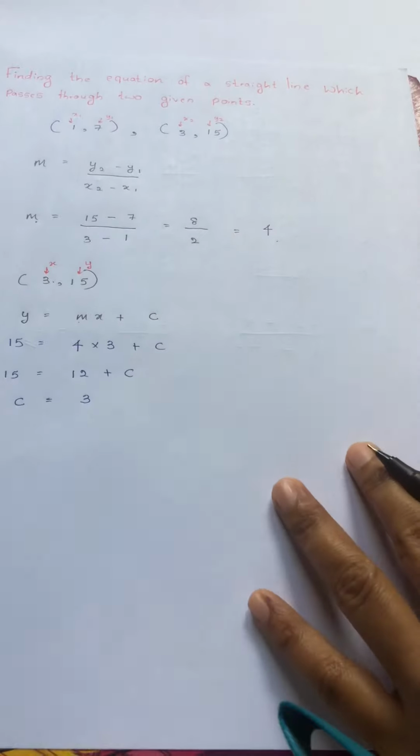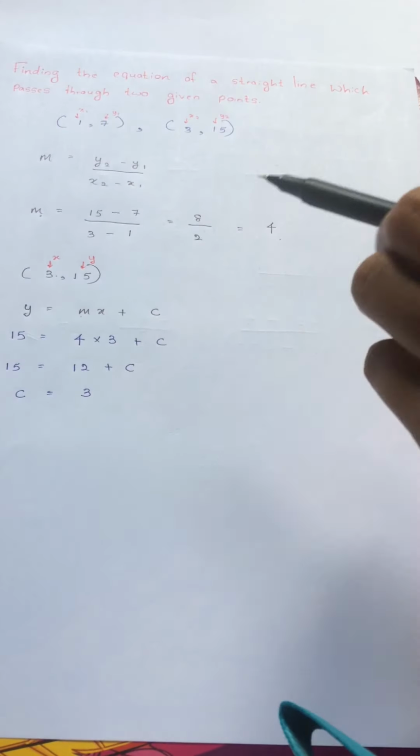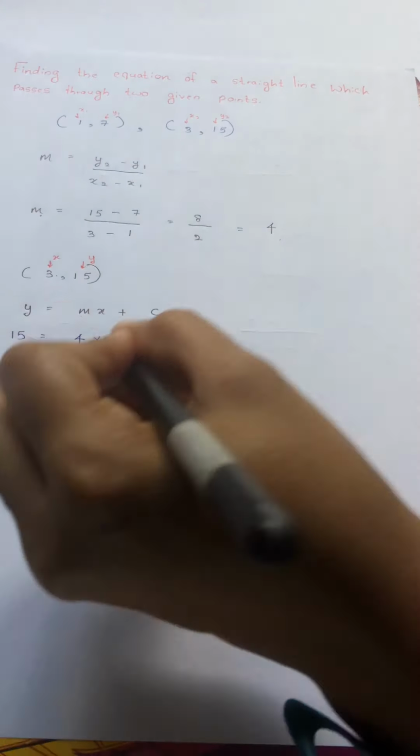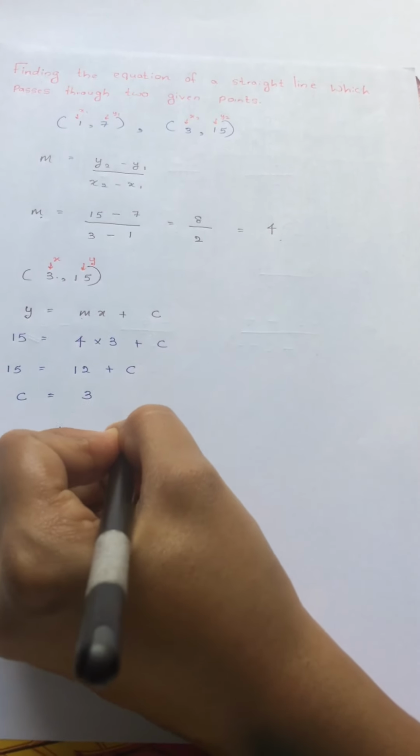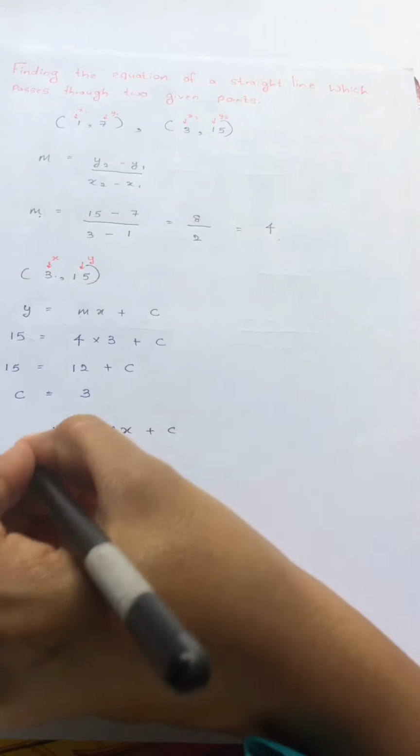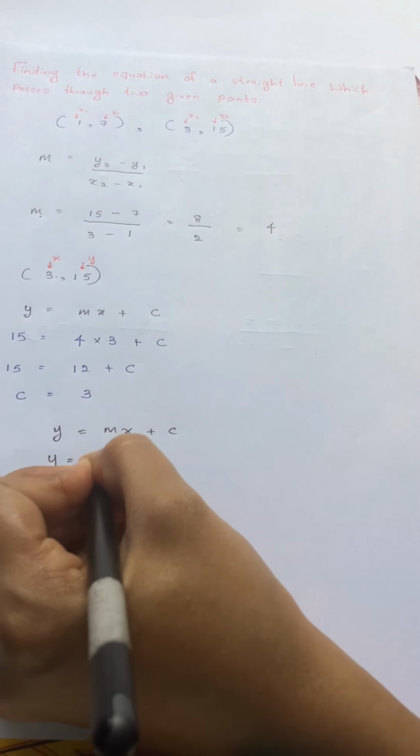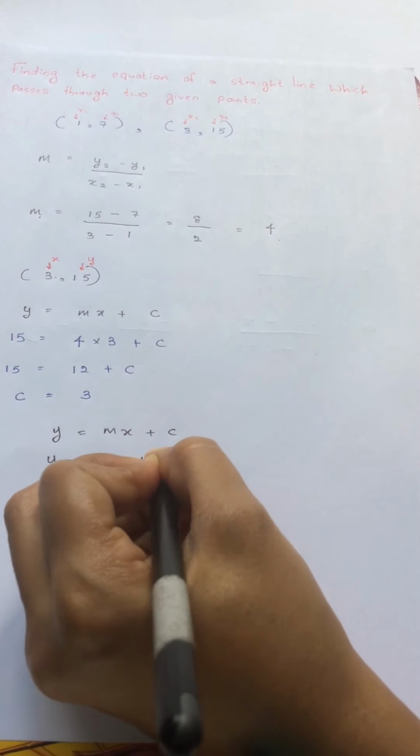Now you have found the value of m and c. So I can substitute the values to the formula y equals mx plus c and write down the equation of this straight line. y equals 4x plus 3.